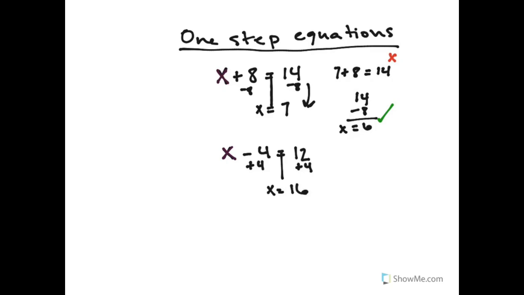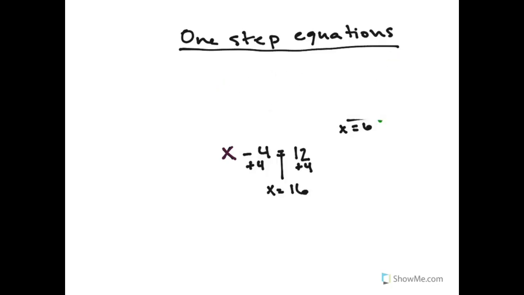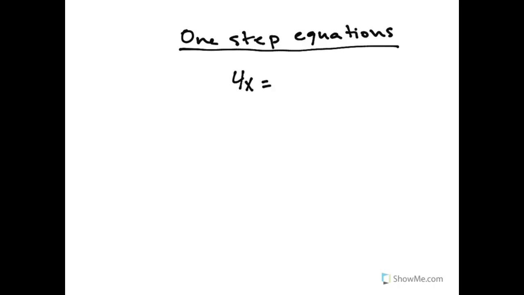But now there's actually going to be another kind of one-step equation, and this is going to be something like this. You may see 4x equals 16. Now, the only thing that they're asking you on this is what number times 4 equals 16. So you can honestly think of it like this: 4 times blank equals 16.